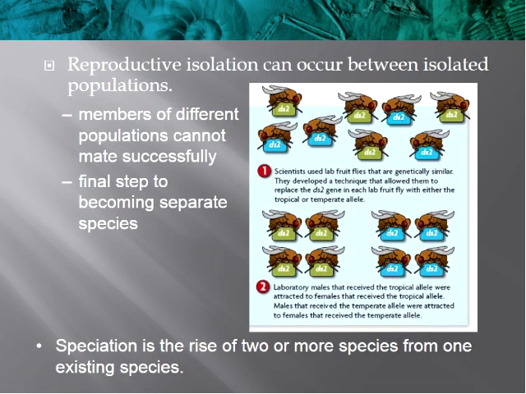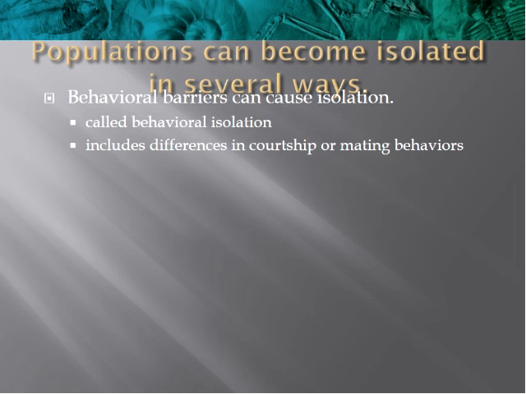Reproductive isolation: members of a different population cannot mate successfully. Final step, becoming a separate species. That's important right there: if populations eventually become completely different species, they cannot mate with each other and make offspring, because they're completely different at that point. It takes a long time to do that.